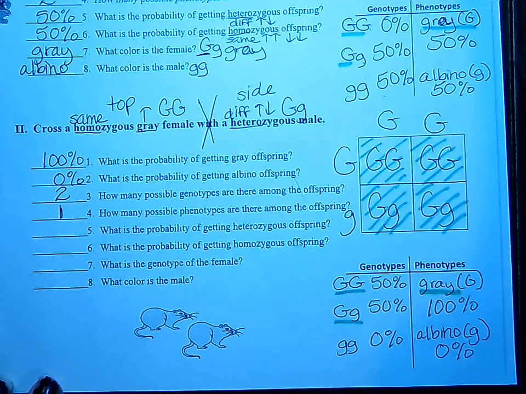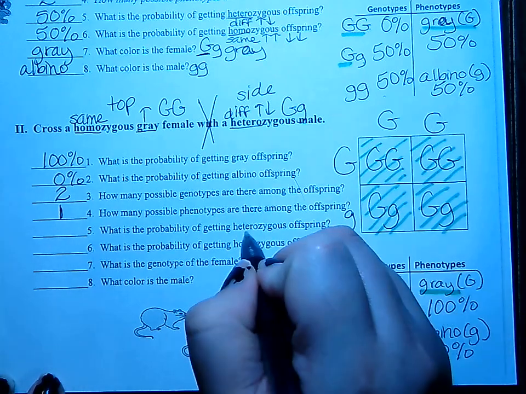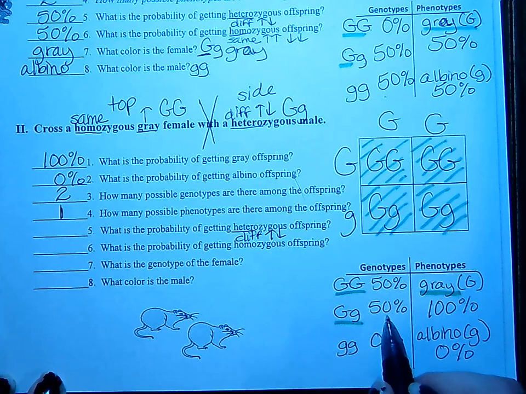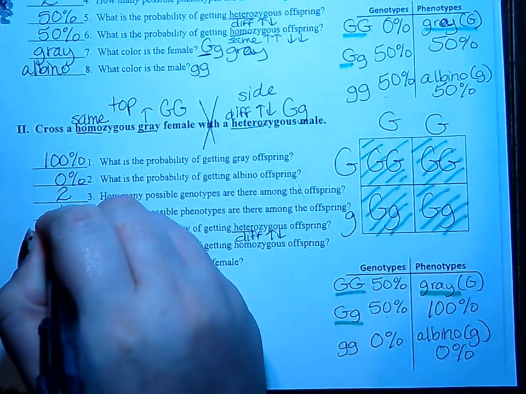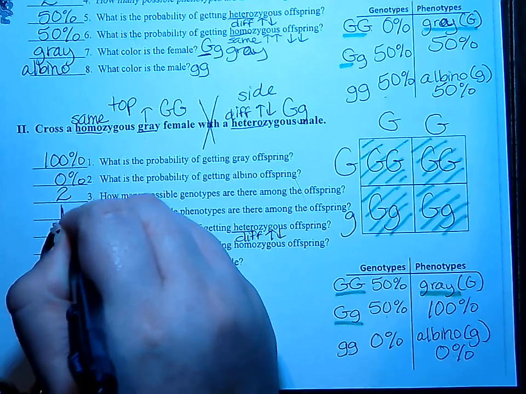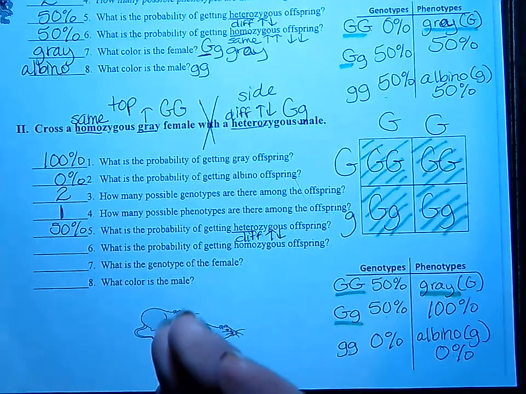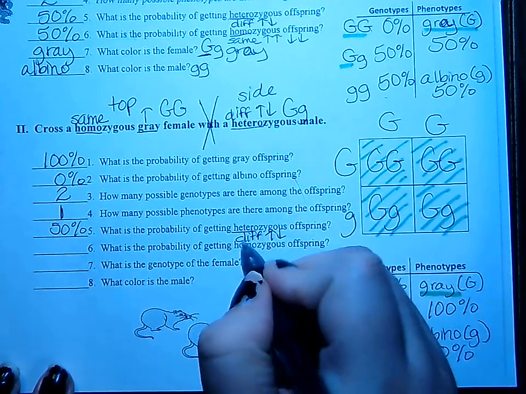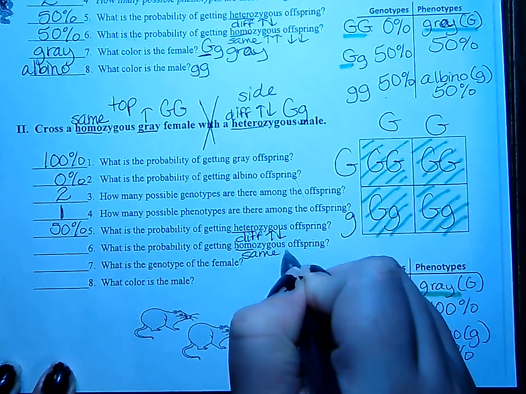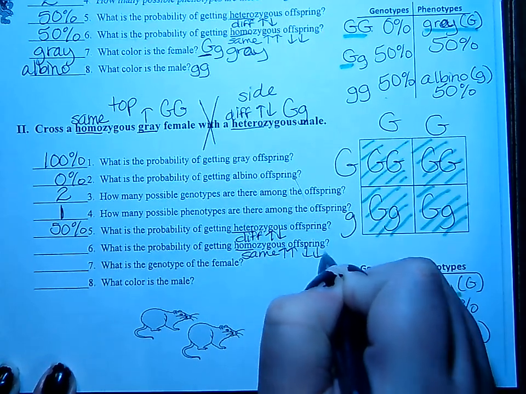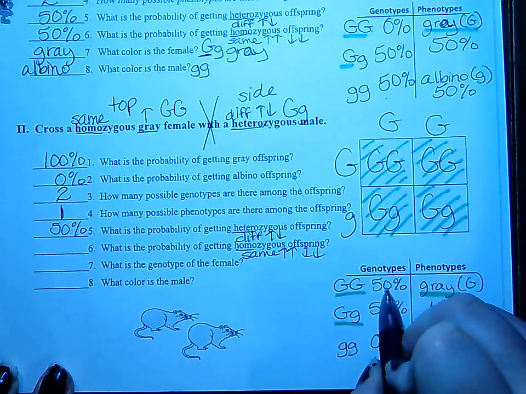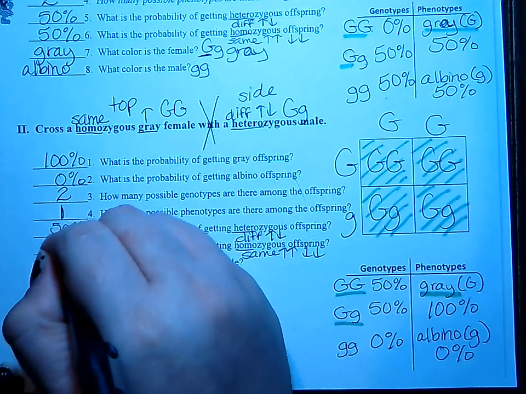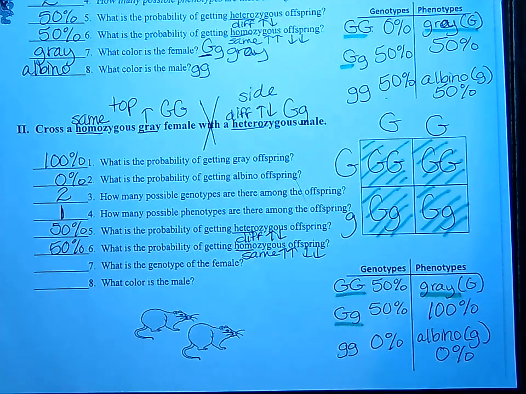What is the probability of getting heterozygous offspring? Remember, hetero is different, so big little, and that is 50%. Or you could have said a half. Either way is fine. Number 6, what is the probability of getting homozygous offspring? Remember, homozygous means same, and that's either big big or little little. So big big, we had 50. For little little, we had 0. So 50 plus 0 is 50. So you had 50% or a half.